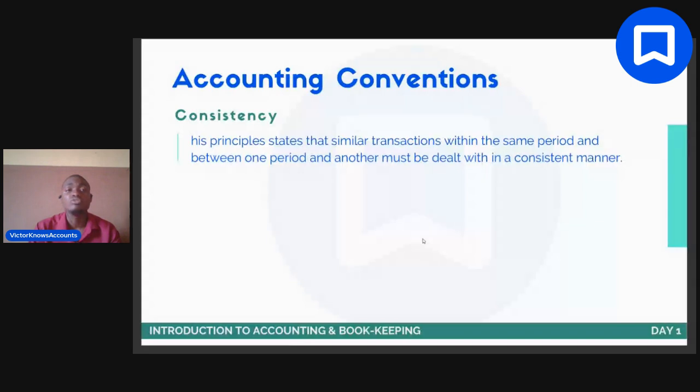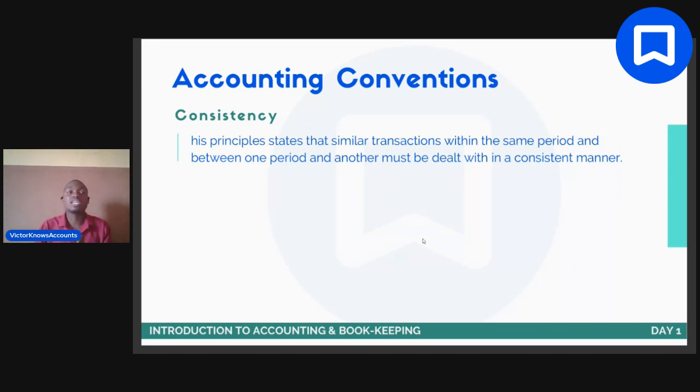Now there is a major reason why consistency is very important. It is because at times there are many policies that could be adopted for a particular transaction. For example, an item like stock, otherwise known as inventory. There are many ways that you can treat it, right? You can use the FIFO method, the LIFO method, the weighted average method, or the simple average method, for example.